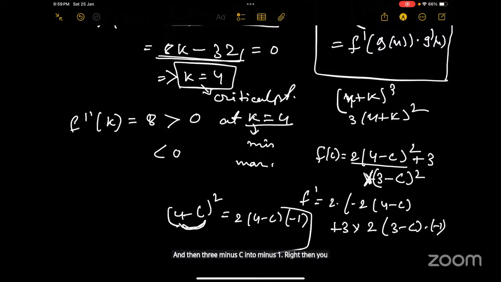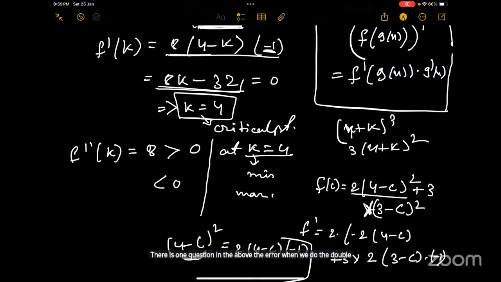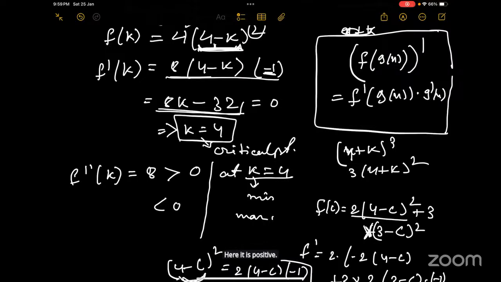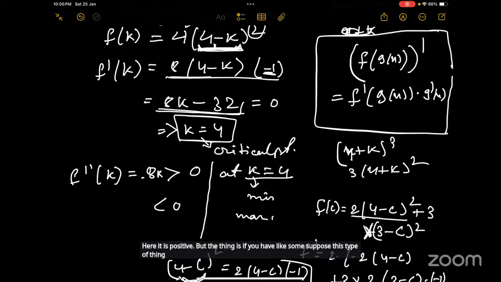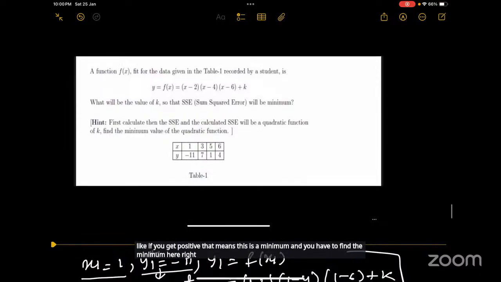Then you can simplify it. Ma'am, there is one question in the above. When we do the double derivative, it should always be positive, no ma'am? Because it's an error. Here it is positive, but suppose you have some other type of thing, then you would get something negative. Here it is positive. If you get positive, that means this is a minimum, and you have to find the minimum error here, right?